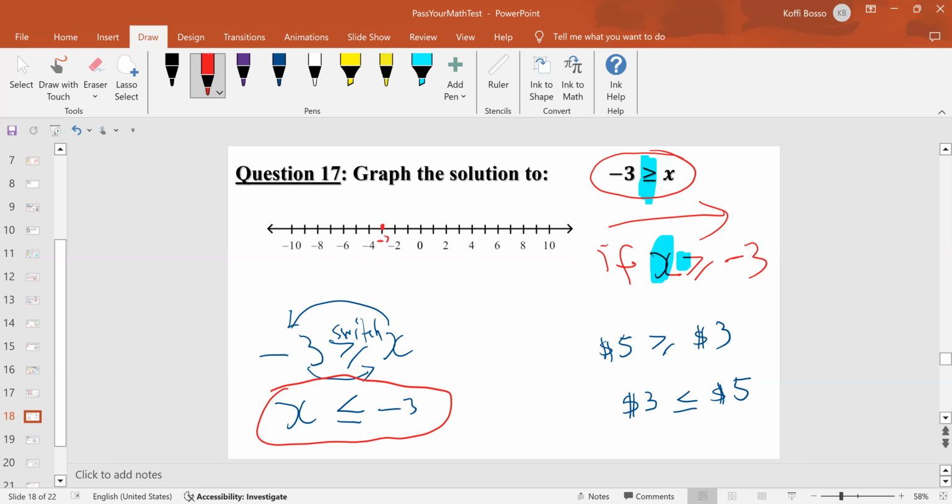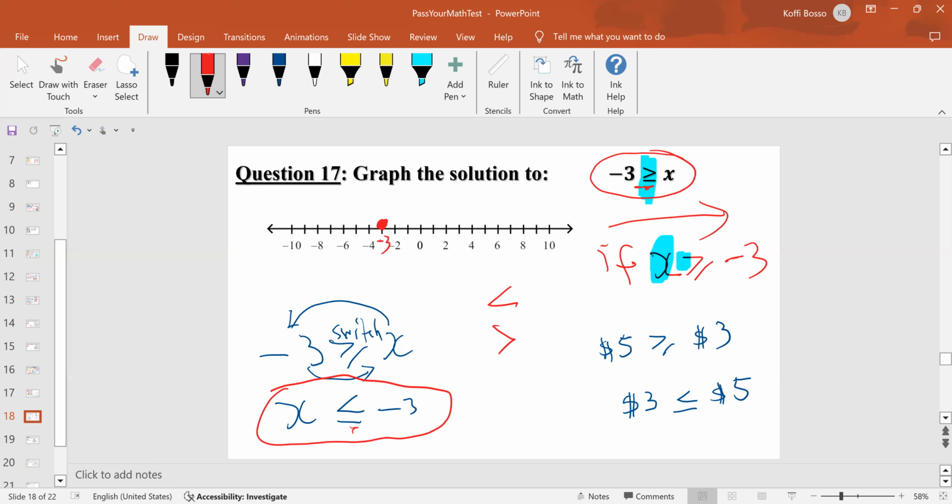This is negative 3. But what's going to happen there? We're going to have a closed point, so the circle is shaded. Why do we shade? Because they say greater than or equal to, or less than or equal to. If it's just less than or just greater than, we notice the circle is going to be open.